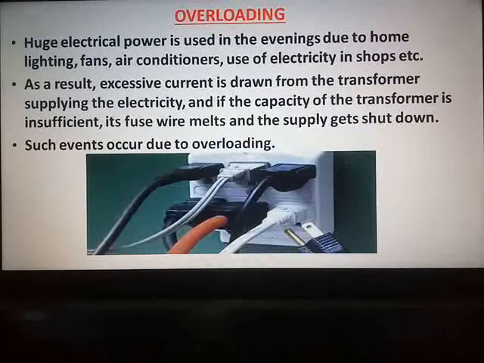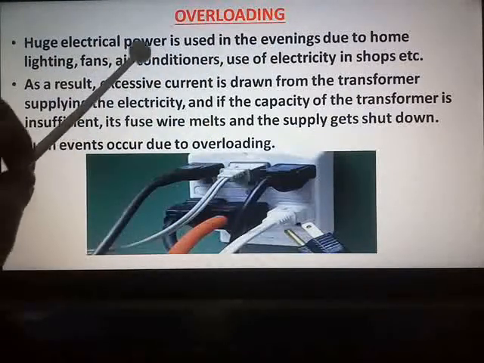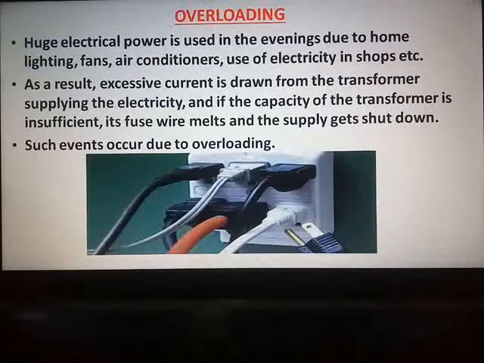This usually happens if many electrical appliances of high power rating, such as geyser, heater, motor, oven, air conditioners, are switched on simultaneously at the same time. And usually it happens in the evenings. Huge electrical power is used in the evenings due to home lighting, fans, ACs, and use of electricity in the shops. During the daytime, there is sunlight, so the tube lights do not work, which especially are seen working during the evening and night time.